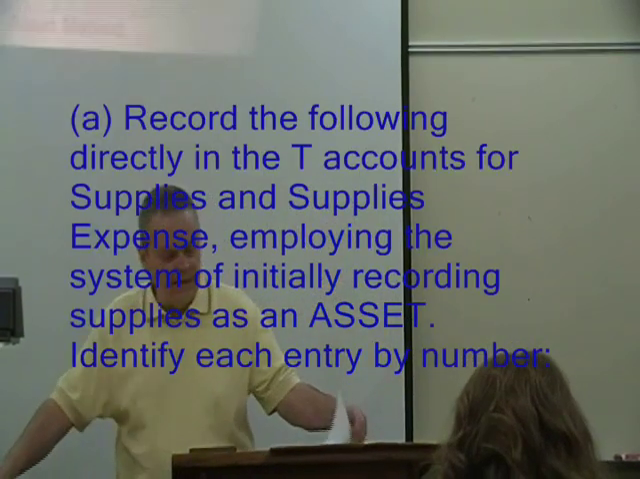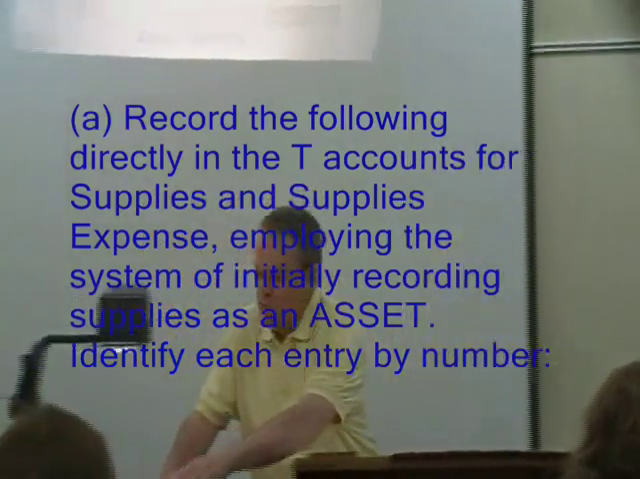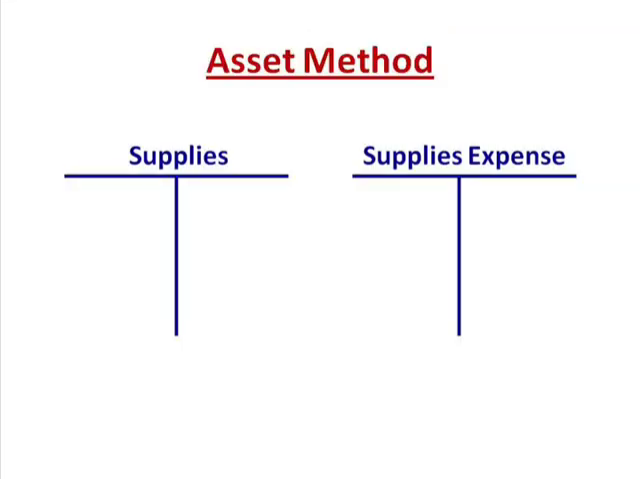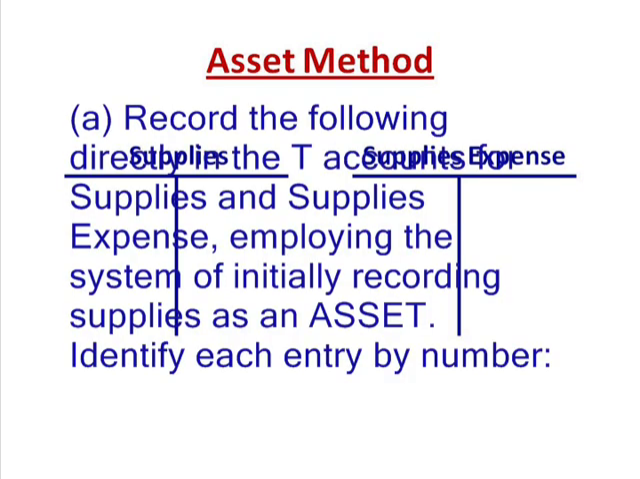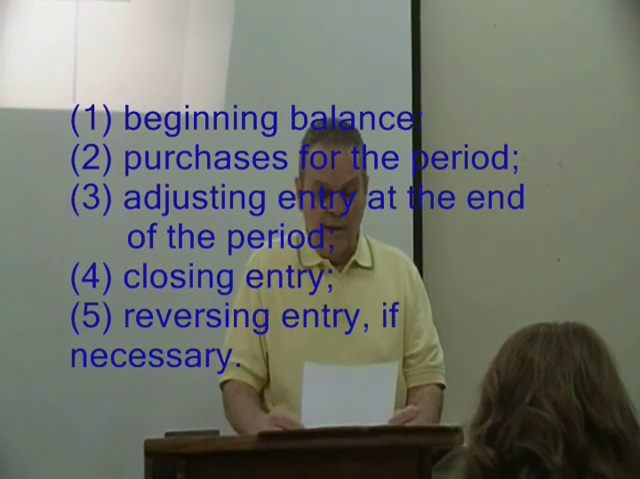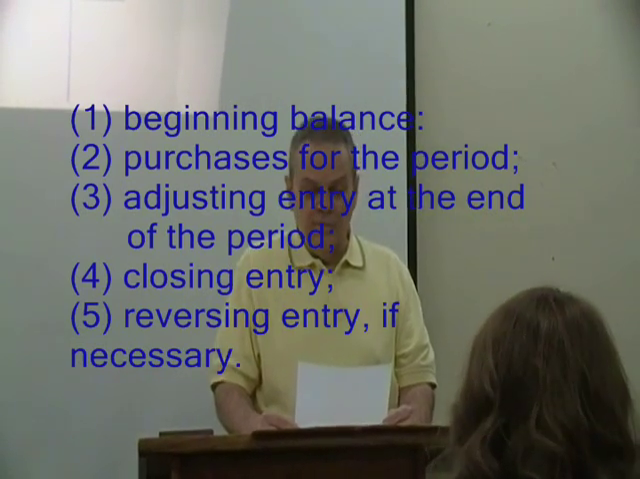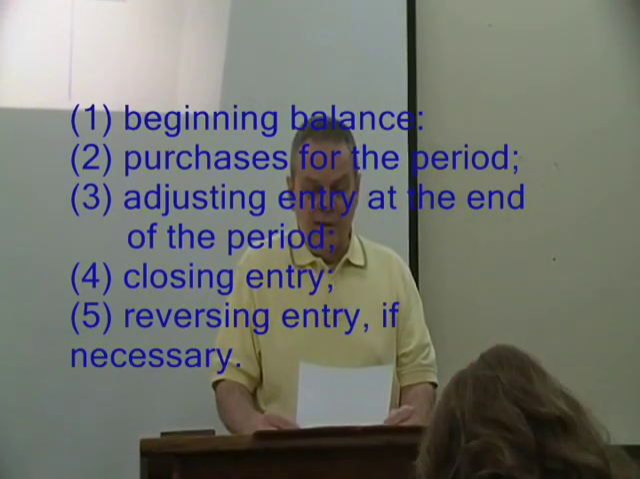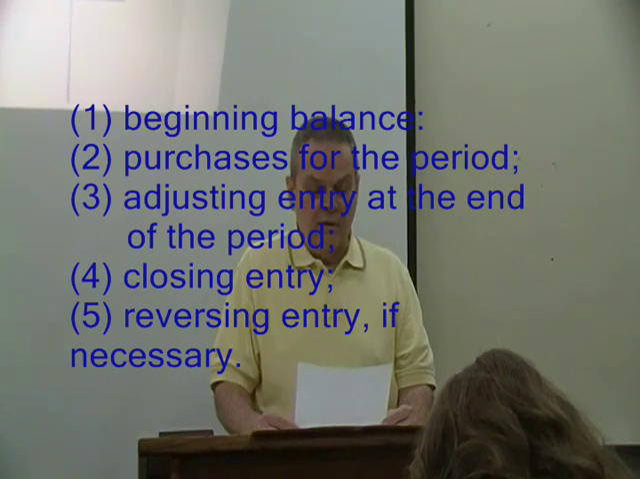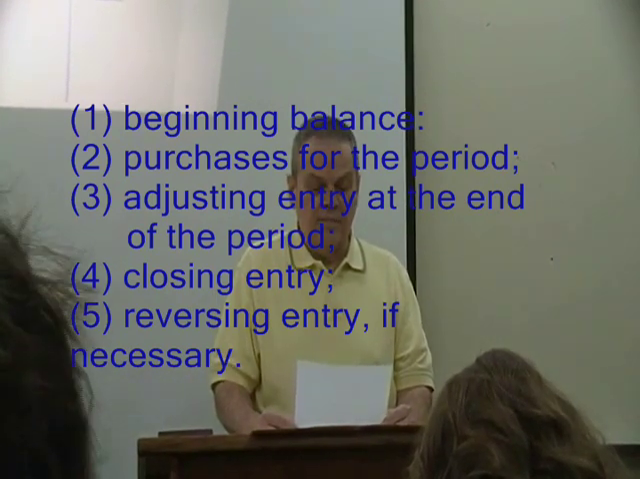Let's read A. Record the following directly in T accounts for supplies and supplies expense. Employing the system of initially recording supplies how? Everybody said? Asset. Come on, speak up. As an asset. Identify each entry by number. One, the beginning balance. Two, the purchases for the period. Three, the adjusting entry at the end of the period. Four, the closing entry. Five, the reversing entry if necessary.